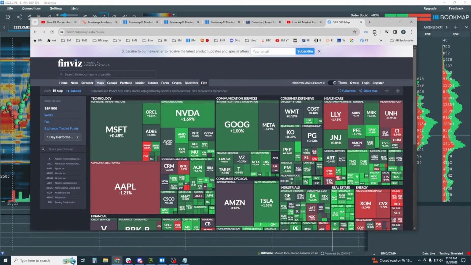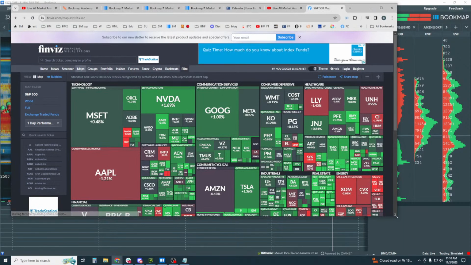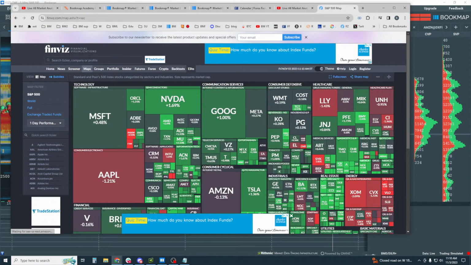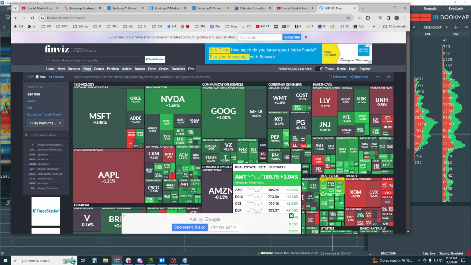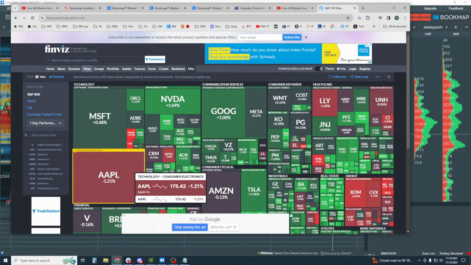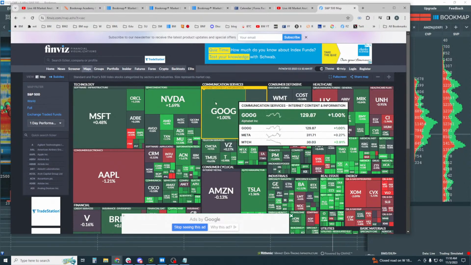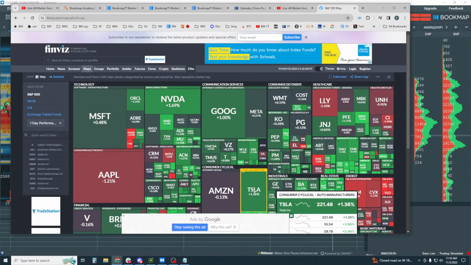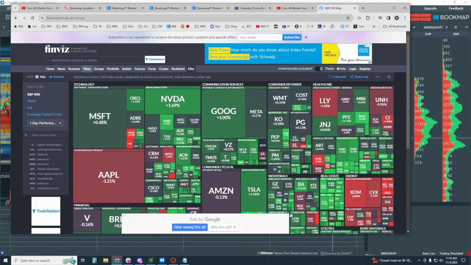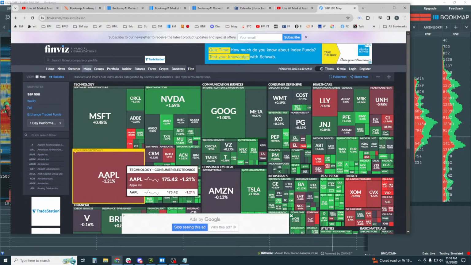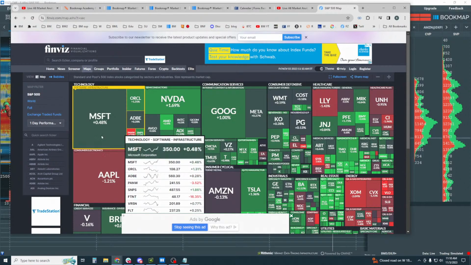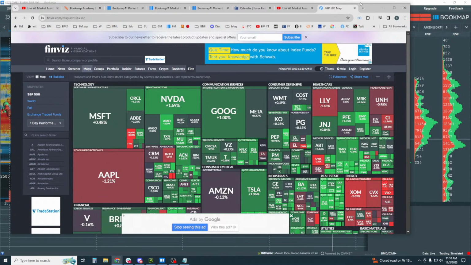Here's a heat map from FinViz on the entire S&P 500. Well, who are the big players in here? Well, that's easy. They have so many ads in here. It's easy: Apple, Microsoft, Nvidia, Google, Amazon, Tesla, Meta. Well, we can just stop with maybe these two here. These are by far the biggest, Apple being the biggest.